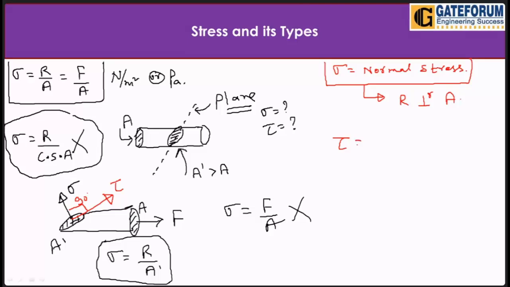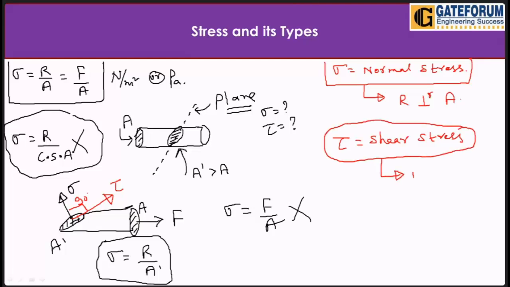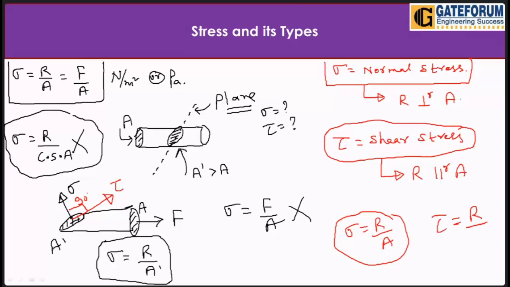And what about tau? Tau is the shear stress. Shear stress means whenever we have a resisting force R parallel to the area. Definition wise both are the same, but in one situation the resisting force is perpendicular to the area, and in the other parallel to the area, the direction difference only. Sigma is resisting force per unit area, and shear stress tau is also resisting force per unit area. So the formula will be the same for both, and the unit will also be the same, but the meaning is different.